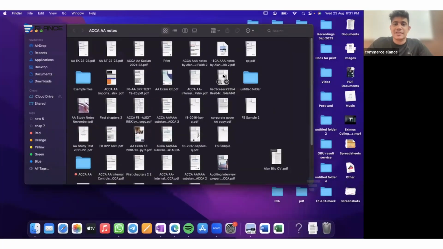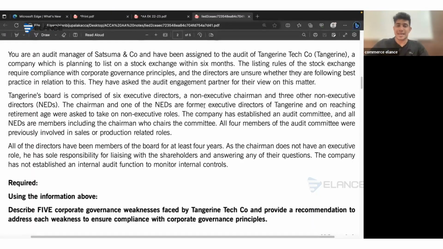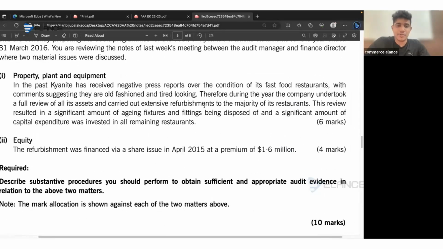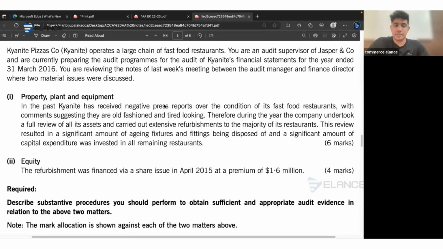Actually, last day we have discussed a question based on PP, but there are some students who have already missed that. So we'll just do one thing. Those who have already attended this question may not respond now. Others may please quickly go through this question and try to pick what the examiner actually demands. They have asked us: describe the substantive procedures you should perform to obtain sufficient appropriate audit evidence in relation to the above two matters. So they have just asked us directly about what substantive procedures an auditor needs to perform in relation to the above two matters, one in relation to PP and the other in relation to equity. Please go through this, guys.